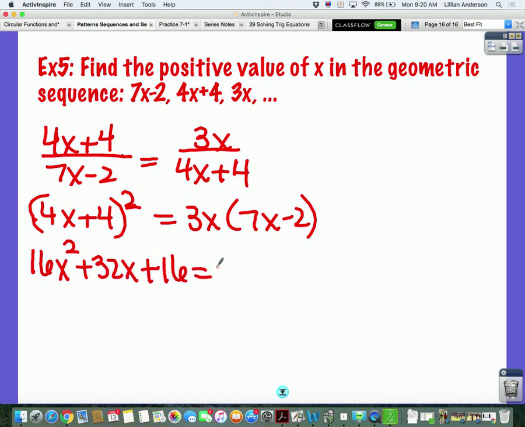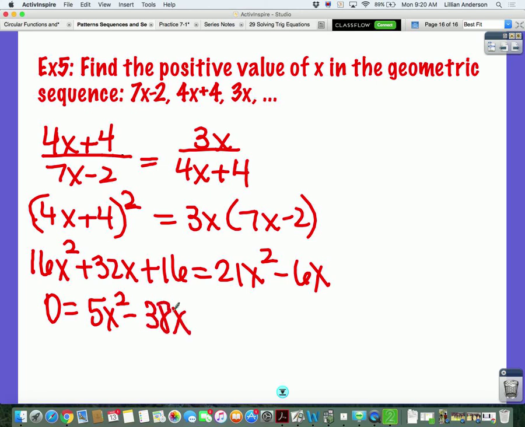Equals, okay? And so the squares let you know that you have a quadratic, so you want to get everything to one side. So when you subtract everything over, you'll get a 5x squared minus 38x minus 16. And this is factorable, yes?